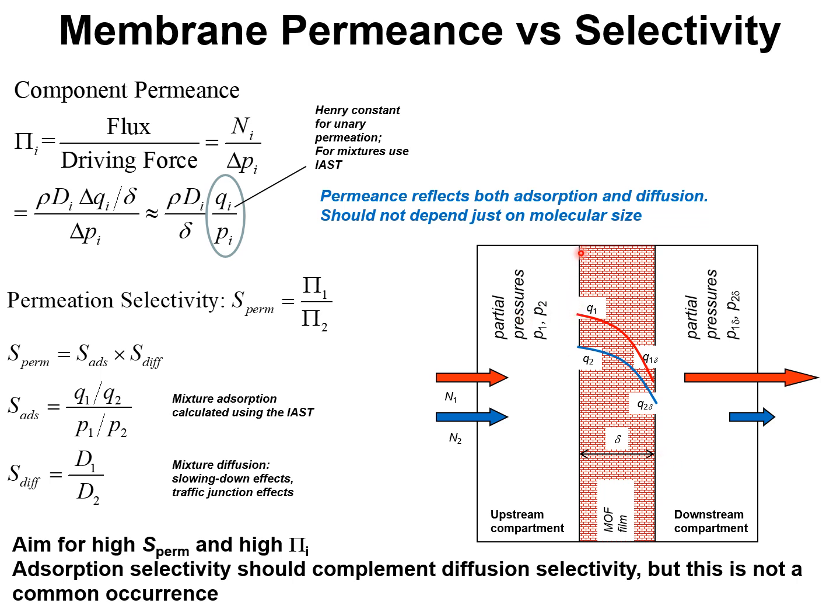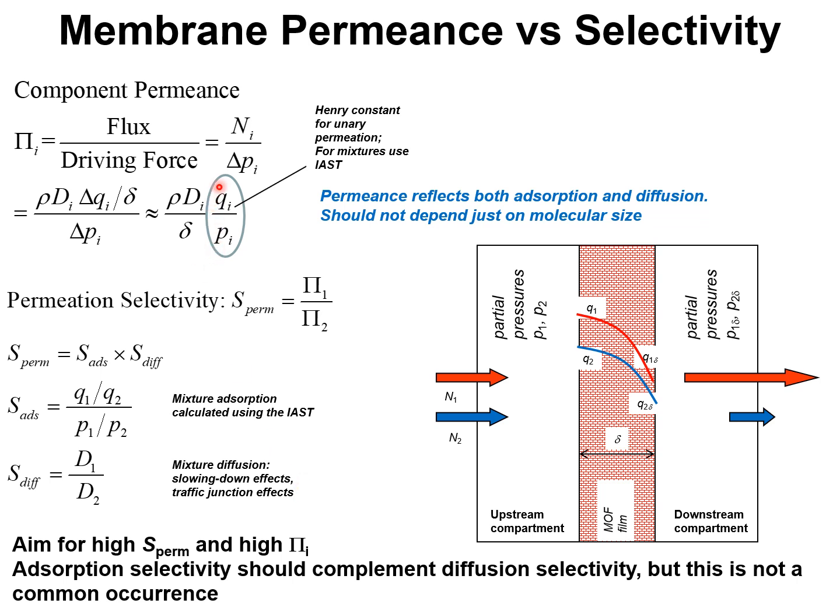The loadings at the upstream face of the membrane are Q1 and Q2, typically in the units of moles per kilogram. The corresponding loadings at the downstream face of the membranes are Q1 delta and Q2 delta. The component loadings at the upstream face of the membrane can be calculated from the partial pressures P1 and P2 using, say, the ideal adsorbed solution theory, or from experimental data on mixture adsorption, or from molecular simulations.